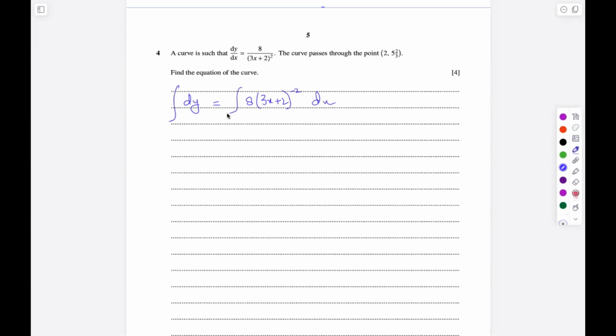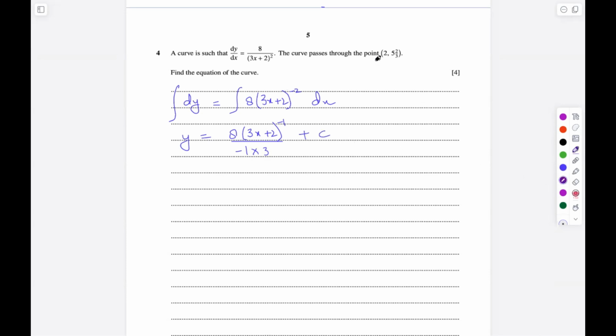Now integrating both the sides, so integrating dy becomes y equals 8 into 3x plus 2. The power increases by 1 and we divide by the new power. So this will be minus 1. And we also multiply by the derivative of 3x plus 2. So this will multiply by 3. And then we add a constant over here.